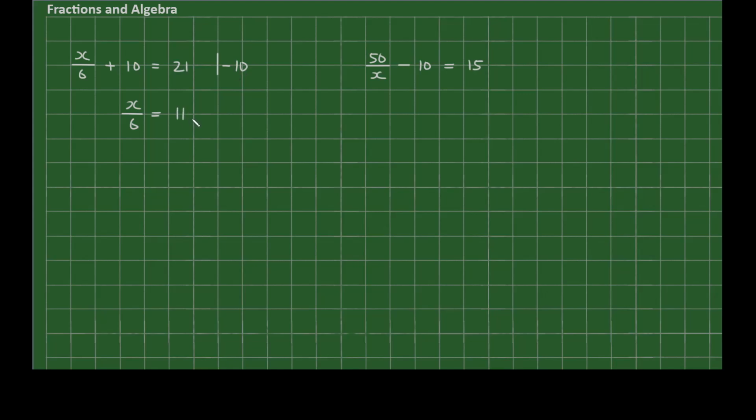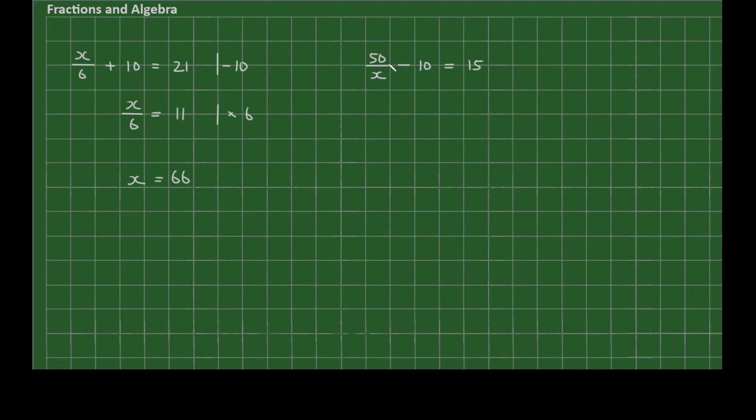Now I need to transpose the 6. Currently I'm dividing by 6, so I'm going to multiply both sides by 6. Dividing x by 6 and then multiplying it by 6 will leave me with just the x. On the right hand side I will have 11 that is being multiplied by 6 and that will give me 66. What about the problem on the right?